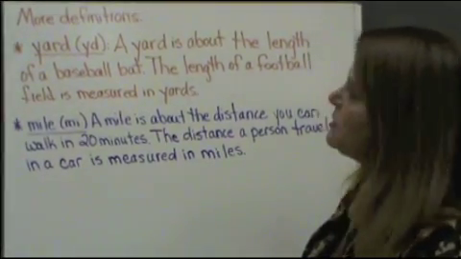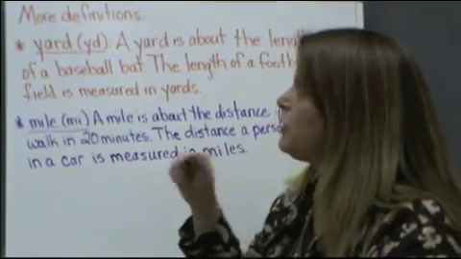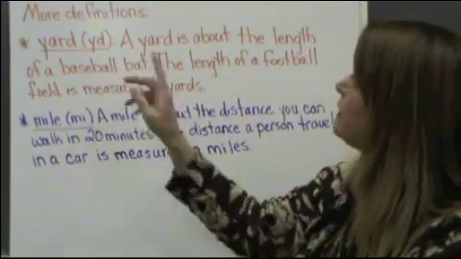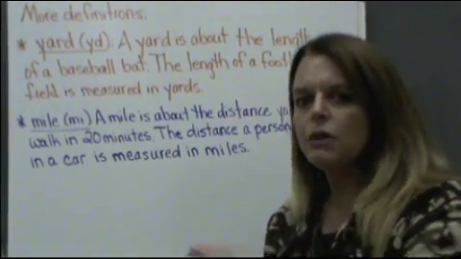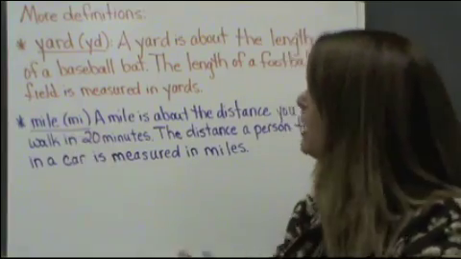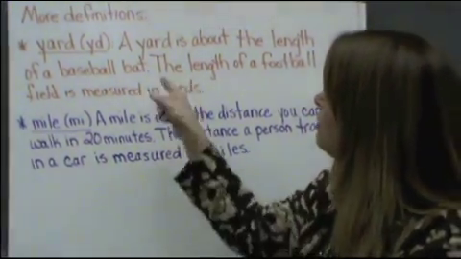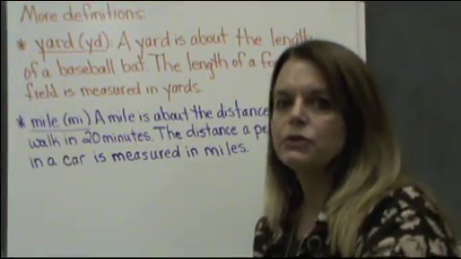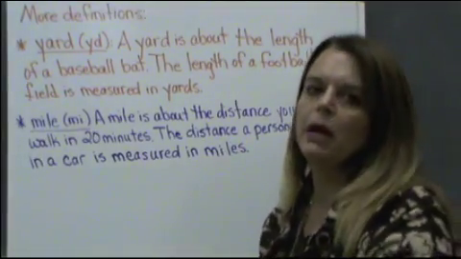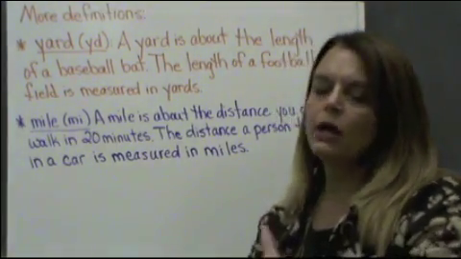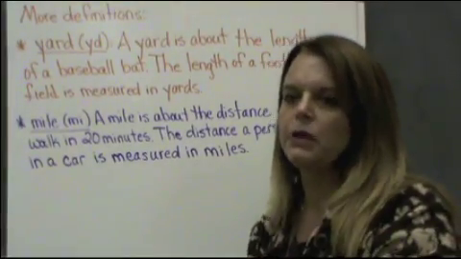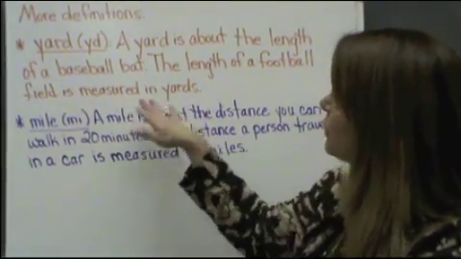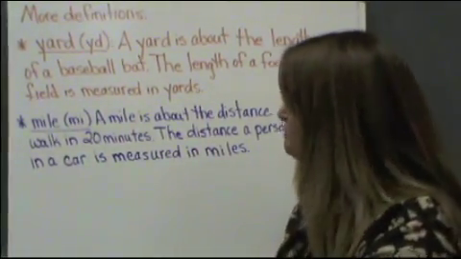More definitions. Two more that we're going to have to know about. The next one is a yard. A yard is about the length of a baseball bat. So if you've ever held a baseball bat, that's about a yard long. Most of the time you're going to hear about the length of a football field being measured in yards. He made a 30-yard pass. It's 100 yards from one goal line to another. They're on the 50-yard line. So that's measuring a football field.